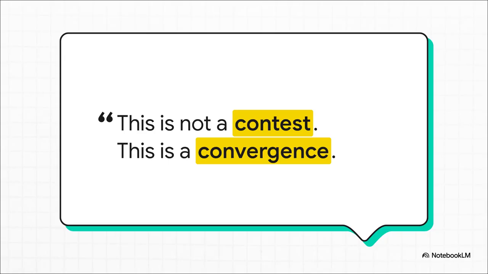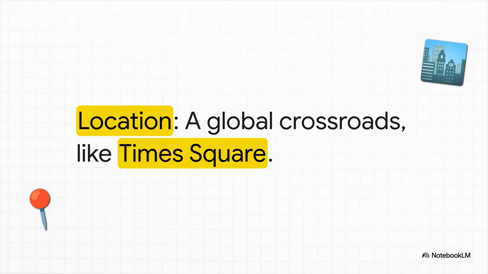And the whole vibe of this event has to be right. This isn't a competition. It's not about which AI is better than another. It's a convergence. It's about showing how human intelligence and artificial intelligence can come together and work as one. So picture it. Where do you hold an event for the whole world to see? You go to the crossroads of the world. Times Square, the perfect stage.